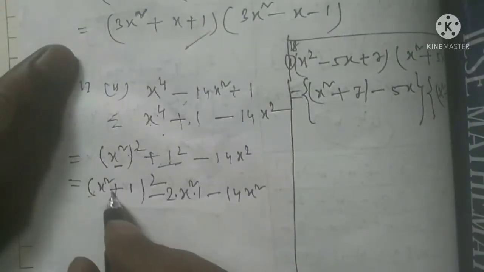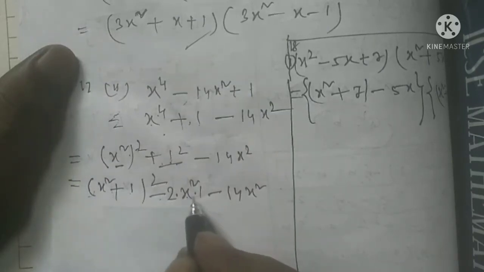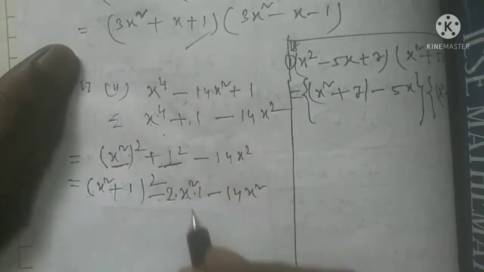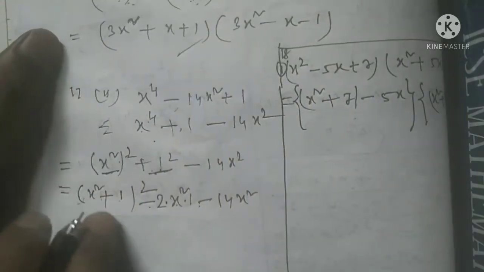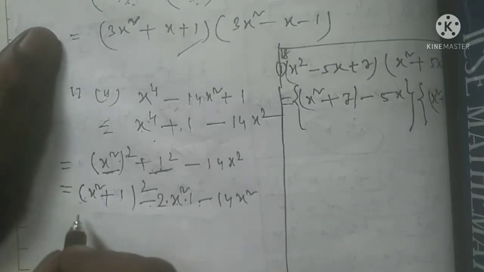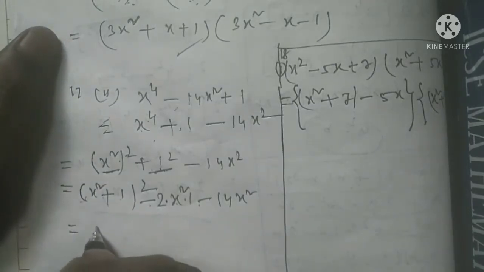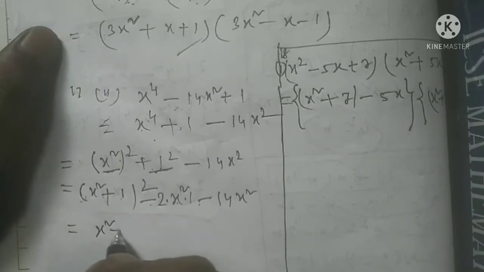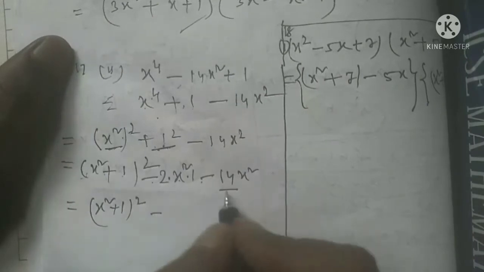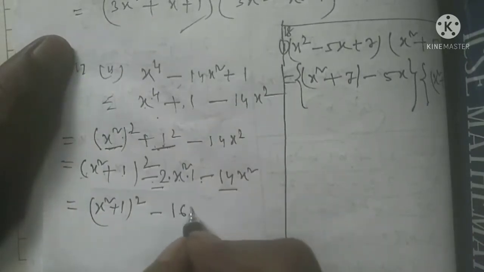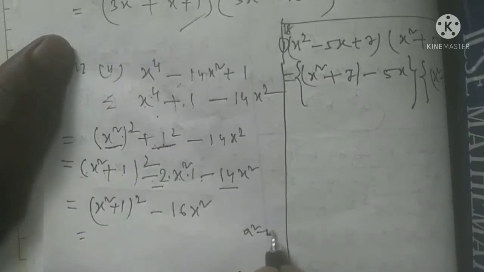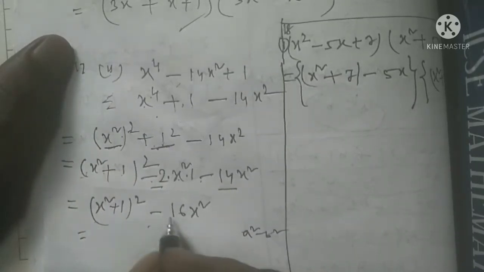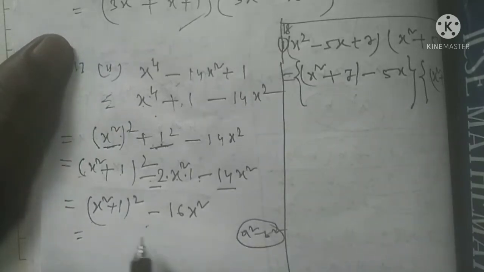a² + b² is (a + b)² - 2ab, where a means x² and b means 1. I told you the a² + b² formula two or three times. So it will be (x² + 1)² - 14x² - 2x², that is minus 16x². Then you can make the form of a² - b² in this expression.